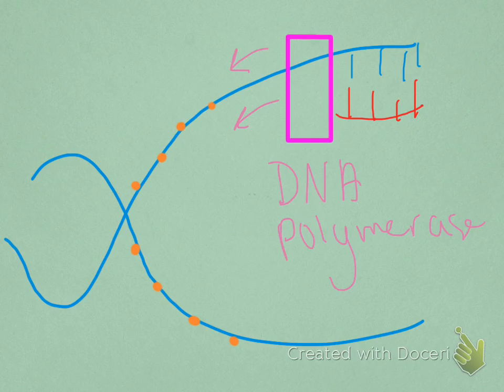The leading strand doesn't have any problems. It just goes because it's from 5' to 3'. It doesn't need anything changed to it. And the DNA polymerase is the actual part that's creating the new strands of DNA.